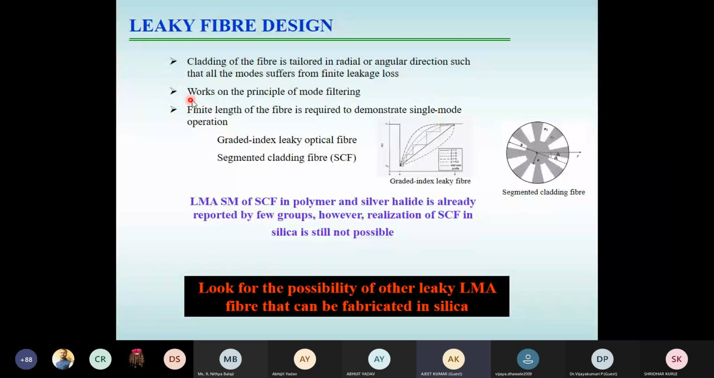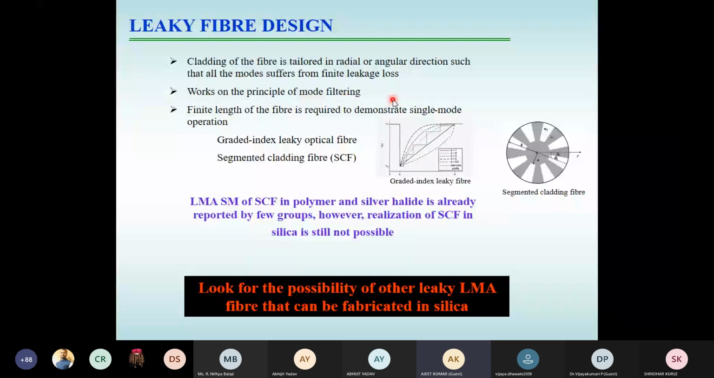That's why I have mentioned here, this basically works on the principle of mode filtering. Mode filtering means you take a large core, launch the light, and it will give you a number of modes. Now you tailor your cladding, which should not be the usual conventional step index cladding, but a cladding that gives loss to all the modes while maintaining the condition that the loss should be minimum for the fundamental. So as a designer, you have to make sure that while tailoring the cladding, the loss of the fundamental mode is minimum. All right, so this is the design we are talking about.